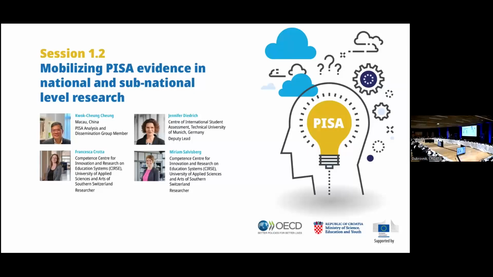Okay, good afternoon. Session 1.2 is about mobilizing PISA evidence in national and subnational level research. This session explores how PISA evidence is utilized in research at both national and subnational level to look at educational issues of relevance for a particular educational context.